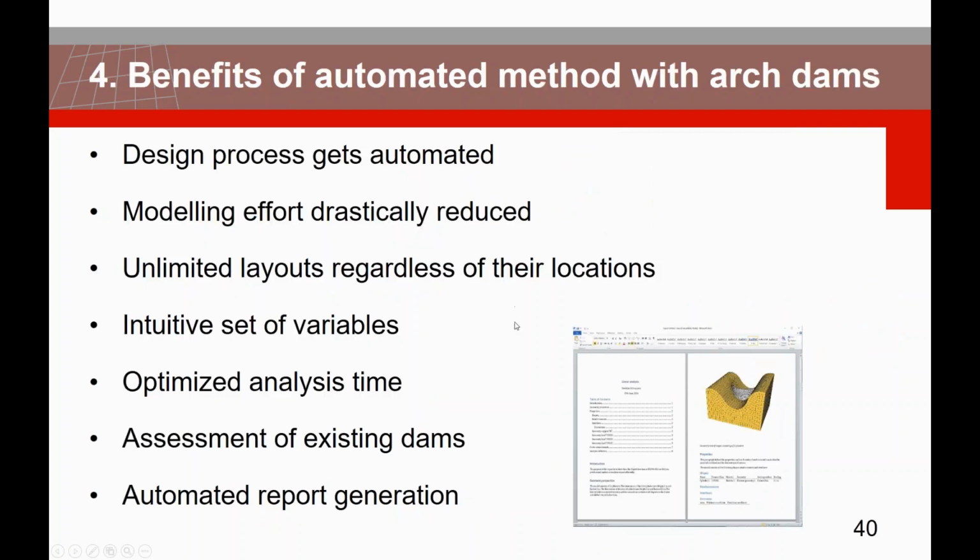And right now, the benefits of the automated process. We start by saying that the design process gets automated, because both the stress constraints and the geometric constraints are satisfied. In addition, the modeling effort is drastically reduced, because the only data we need is the topographic data, and at the same time defining the basic and the final variables for each one of these layouts. And then we can have unlimited layouts regardless of the locations.